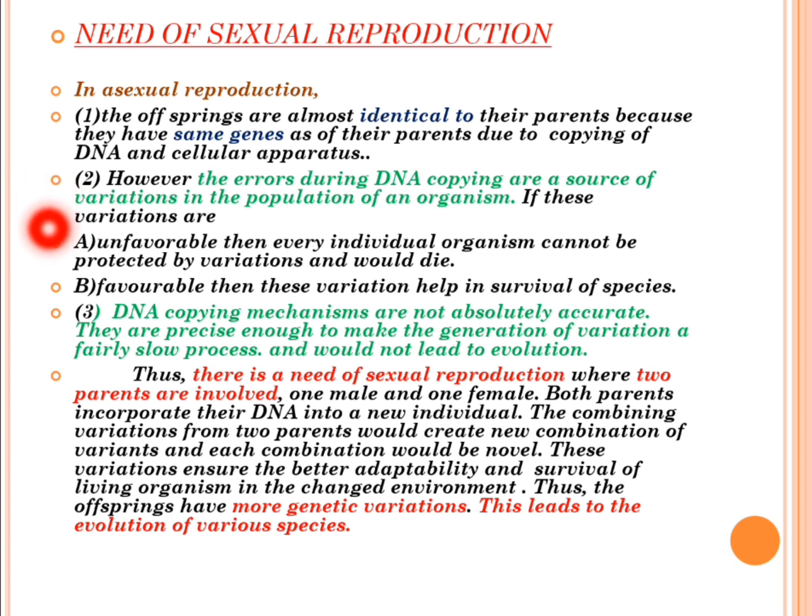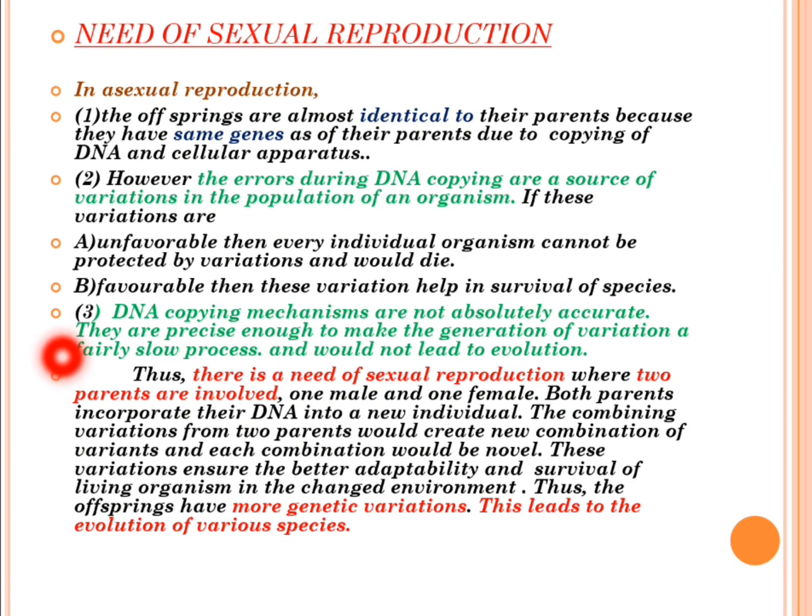If these variations are unfavorable, then every individual organism cannot be protected by the variations and would die. On the other hand, if these variations are favorable, then these variations help in the survival of species. As DNA copying mechanisms are not absolutely accurate, they are precise enough to make the generation of variation a fairly slow process and would not lead to evolution.